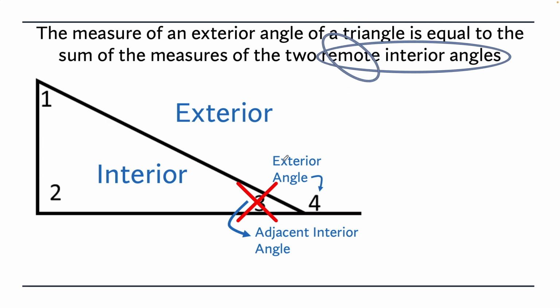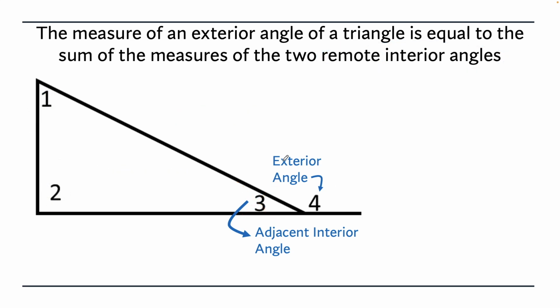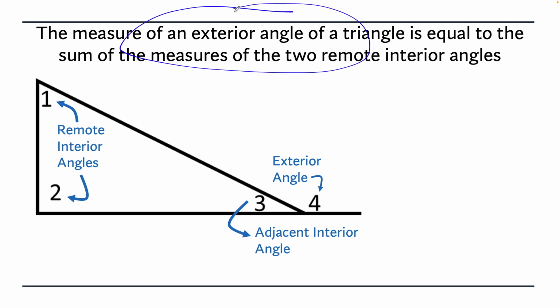It's not remote, it's right next to it. Remote is something that's like really far away, right? So let's say I'm here standing at angle 4. What's far away from me? Like polar bears and penguins. So the question is, what angles are farthest from me? Angles 1 and 2. Those are the remote interior angles. And what all these words up here say is that if I take angle 1 and angle 2 and add them together, I actually get the measure of angle 4, the exterior angle.